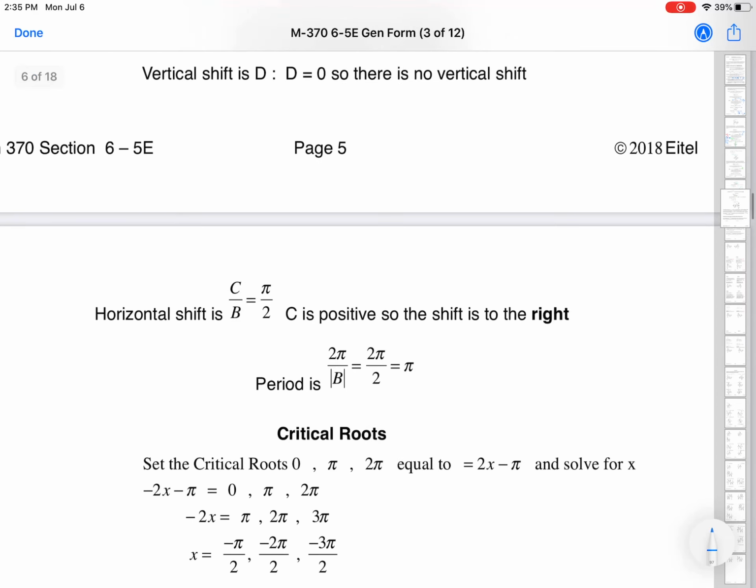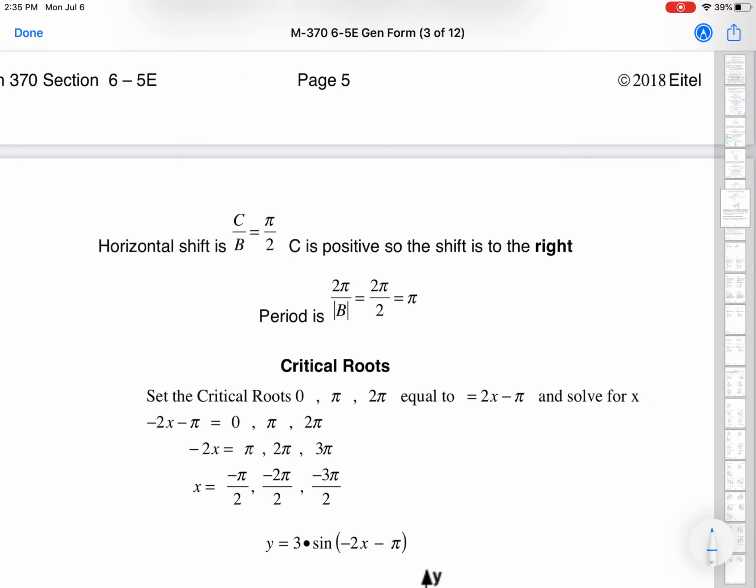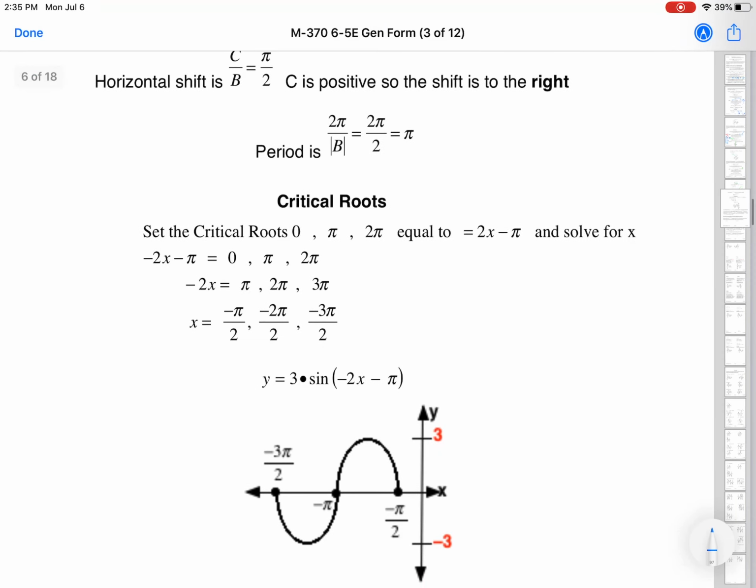Set the -2x minus pi equal to those, and come up with 3 new numbers, -pi over 2, -2 pi over 2, and -3 pi over 2. And all they're going to do is graph that coming out. Now, how should that be? It should be the exact opposite of what sine was in terms of flipped around the x-axis.